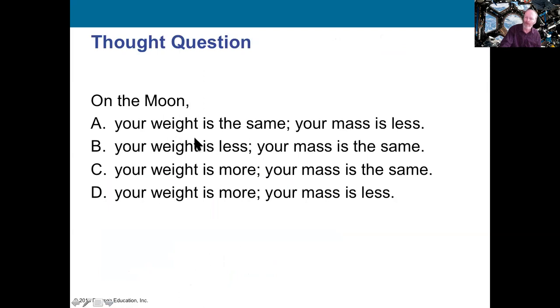On the moon, you weigh the same, your mass is less; you weigh less, your mass is the same; your weight is more, your mass is the same; your weight is more, your mass is less. Which one? Well, remember, mass is always the same, so it's got to be one of these two. The moon is smaller than the Earth, so it's going to be B, your weight is less on the moon.